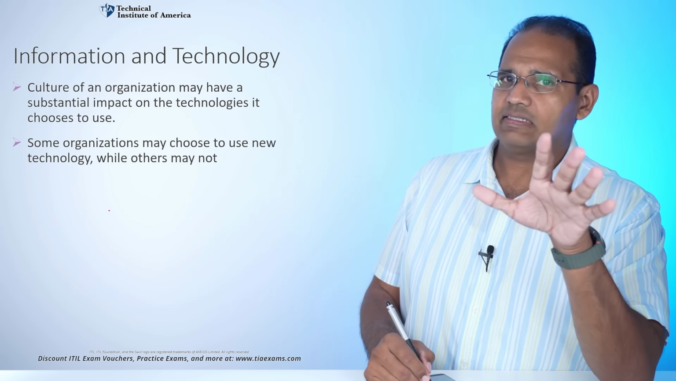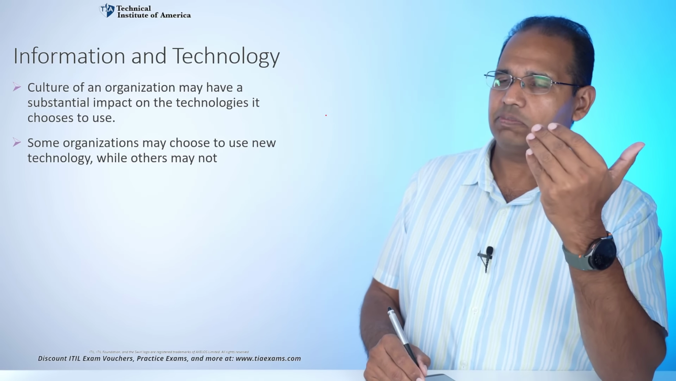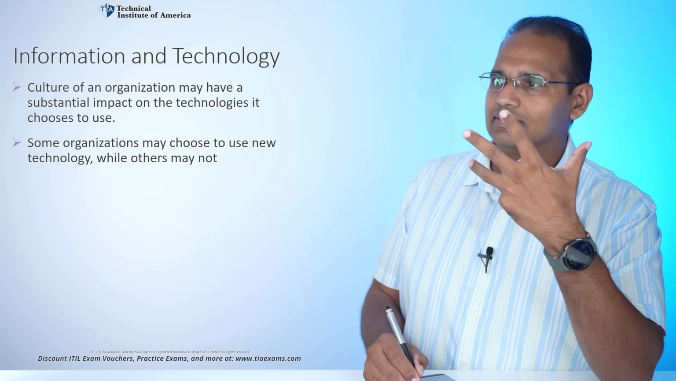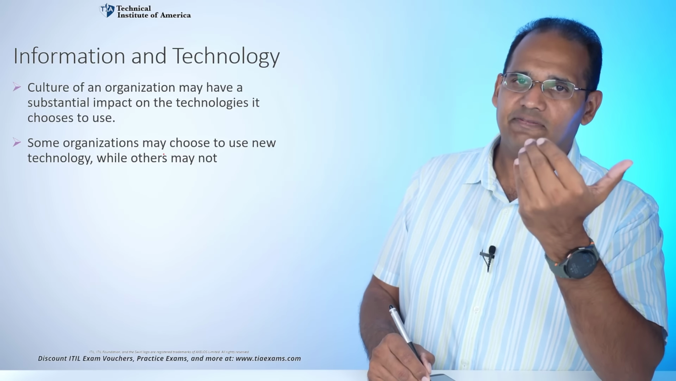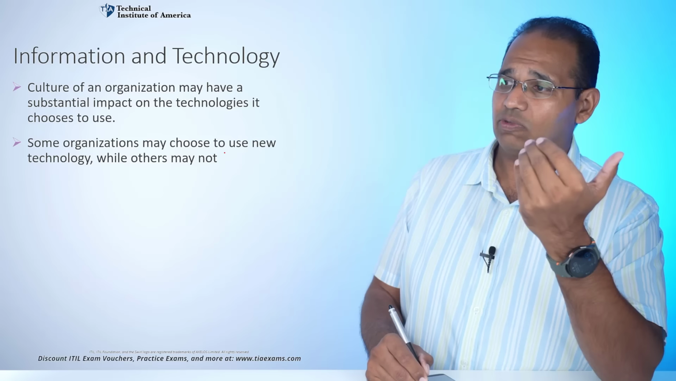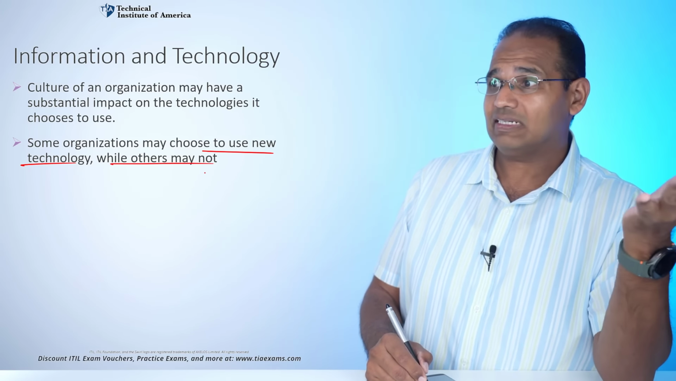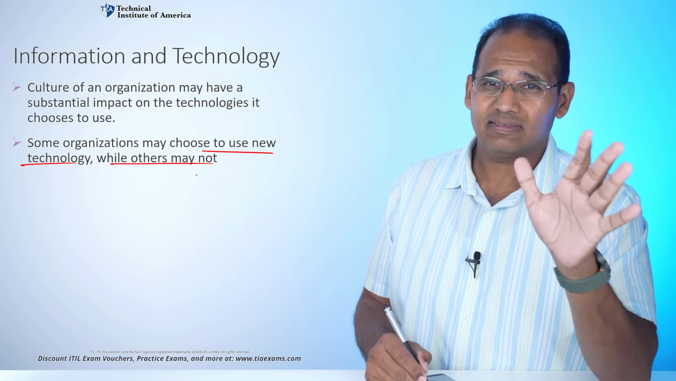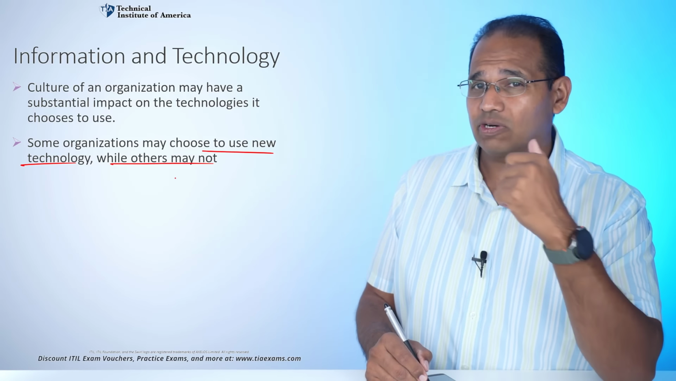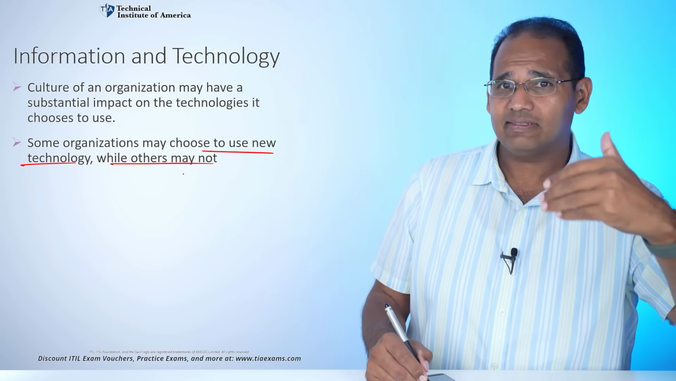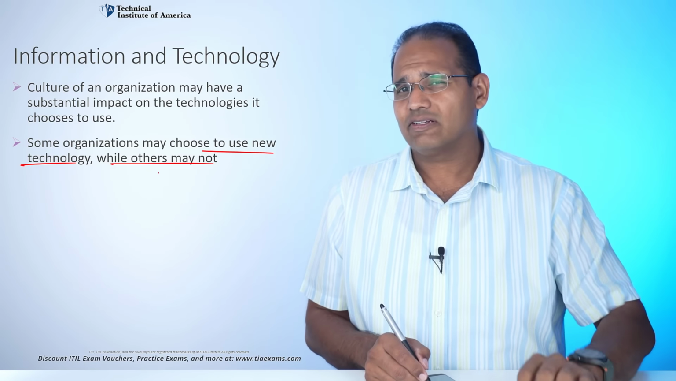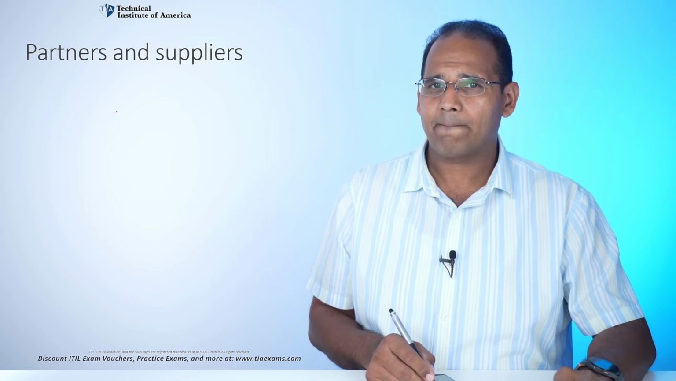One thing that affects information and technology is the culture of the people. The culture of the organizations really affects the technology we use. Why? Because some organizations like utilizing new stuff while others may not. Some organizations just utilize old technology and are very slow to upgrade. Some organizations are now heavily into AI and some are just resisting it. The culture of the organization will determine that.